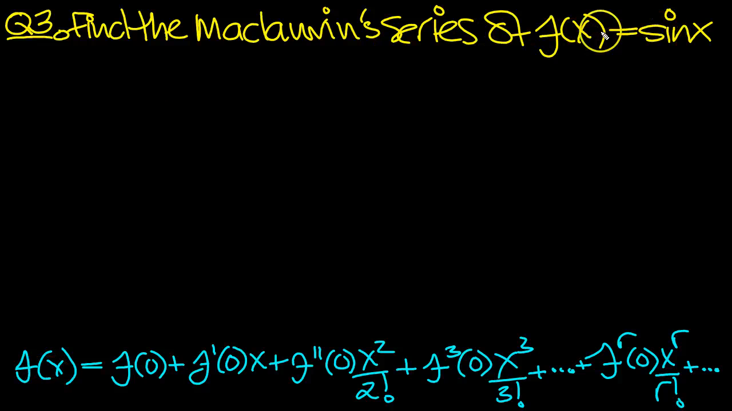Find the Maclaurin series of sine x then. So f of x is sine x. Now we need to differentiate, which is fairly straightforward to do, isn't it?